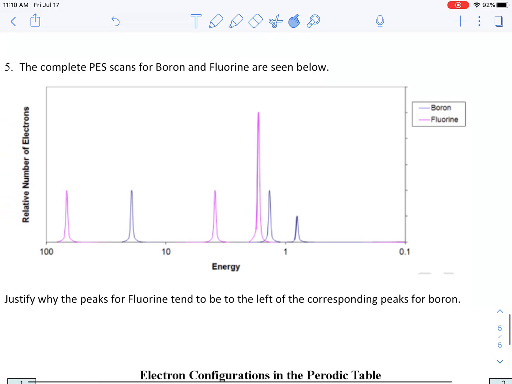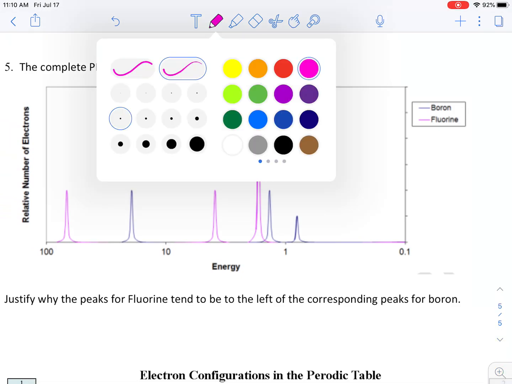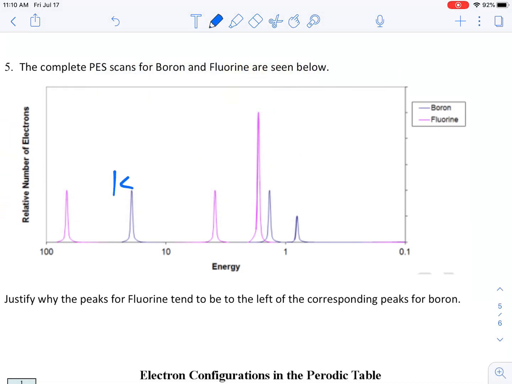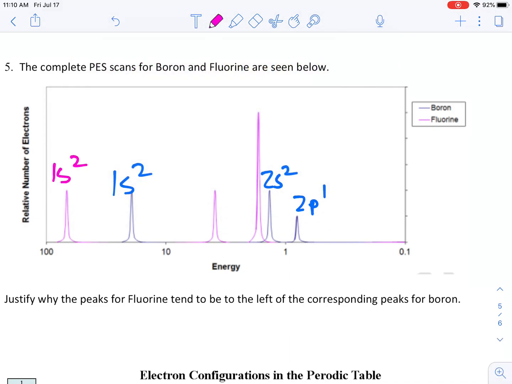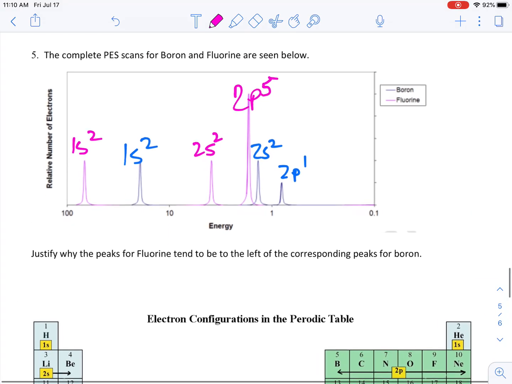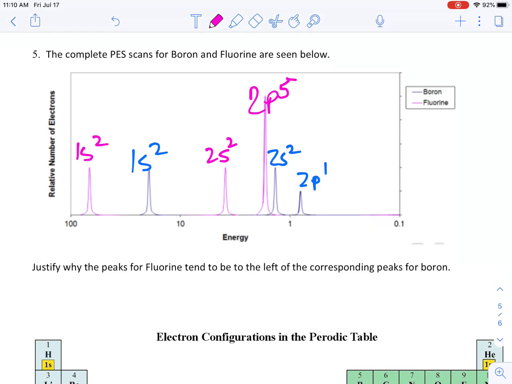Finishing up this problem from before, we are comparing boron and fluorine. So once again, you are comparing here. This guy is 1s2, 2s2, 2p1. And then with the fluorine, you have 1s2, 2s2, 2p5 that are there. Now what it says is justify why the peaks for fluorine tend to be left of the corresponding peaks for boron.